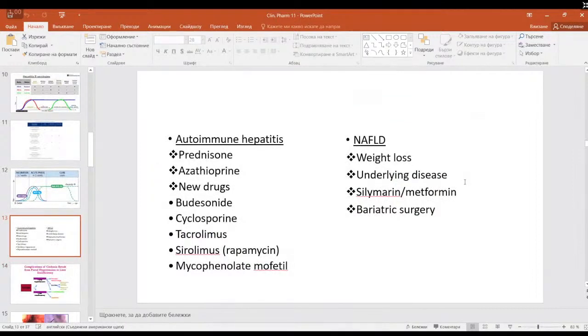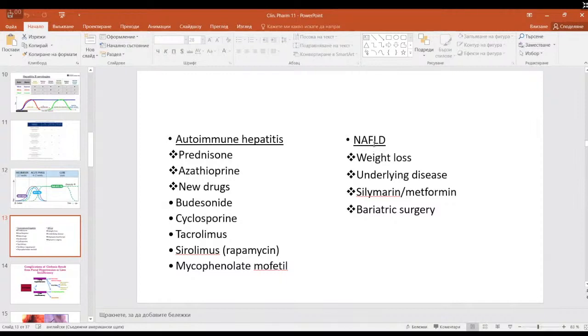What are some drugs that are used in autoimmune hepatitis? Of course, immunosuppressive drugs because it's an autoimmune disease, like prednisolone, methylprednisolone, other corticosteroids, azathioprine, newer drugs like cyclosporin, tacrolimus, which are also used after liver transplantation, mTOR inhibitors like sirolimus, everolimus, mycophenolate mofetil, which is also an immunosuppressive drug.